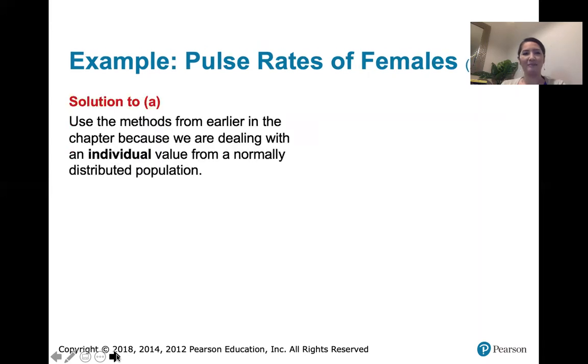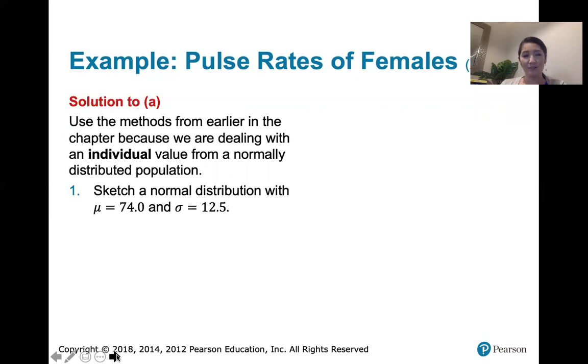So let's look at part A. In part A, we're asked about a single individual pulse rate for a single woman. So we don't actually need the methods associated with the central limit theorem at all. We're not talking about sample means. We're talking about a particular value from that population. So we're just going to do what we did in lesson 6.1 and 6.2.